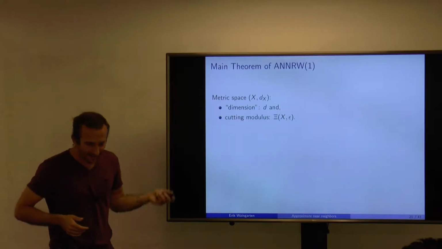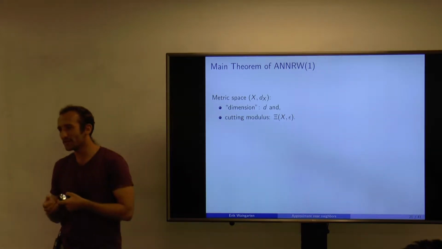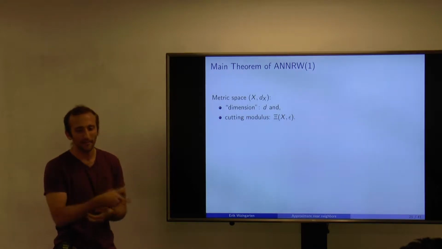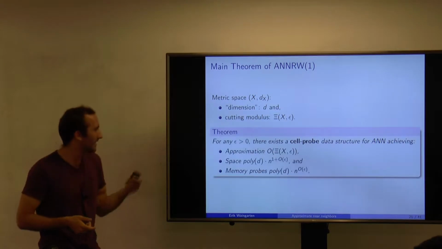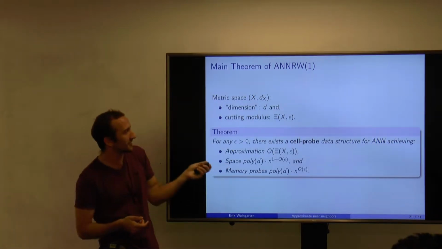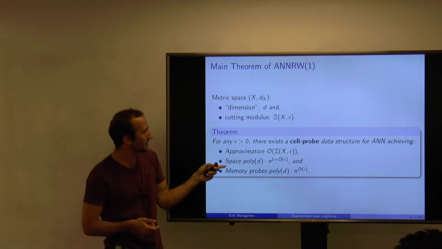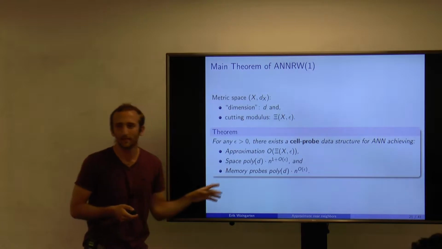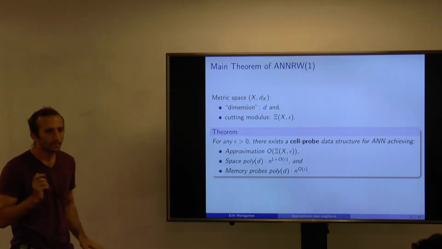Okay, the main theorem of the first paper was really showing how you can get upper bounds for the approximate nearest neighbor problem by getting bounds on this quantity, the cutting modulus. The main theorem was that for any epsilon, there exists a cell probe data structure for ANN, which gives approximation of order the cutting modulus, with space poly(d) times n^(1+epsilon), and memory probes poly(d) times n^epsilon. This is in the cell probe model, so not yet time efficient.